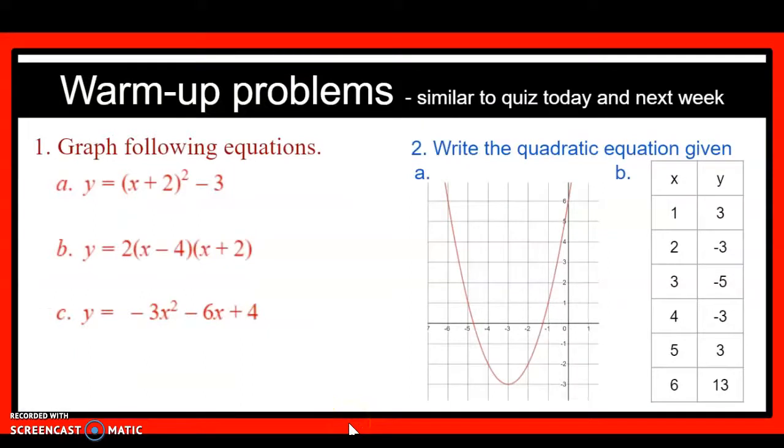So now that you know how to graph easily using the vertex, you are going to try the warm-up problems. Please pause the video and do this problem yourself. I will be showing you the answers in a minute.